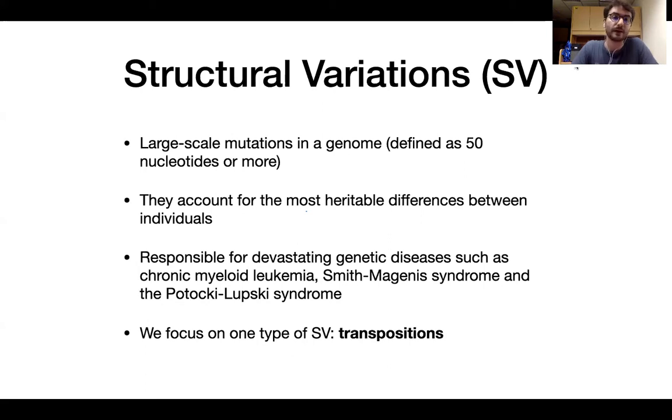And there are many different types of variations. They are usually classified based on size. Large-scale mutations are called structural variations, and due to their size, they account for the most differences between individual genomes. They are also responsible for many devastating genetic diseases, such as leukemia. And in this talk, I will focus on one type of SV called transpositions.